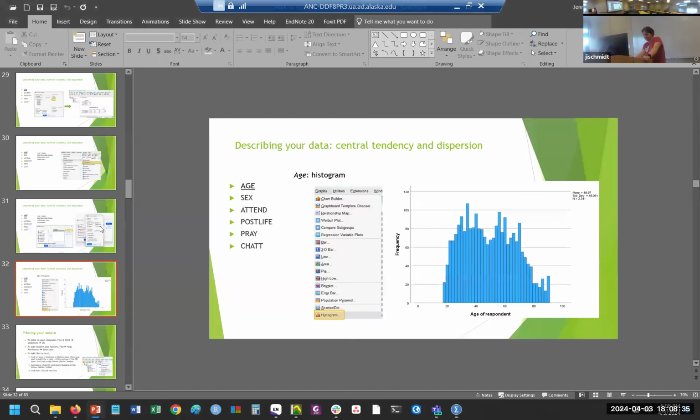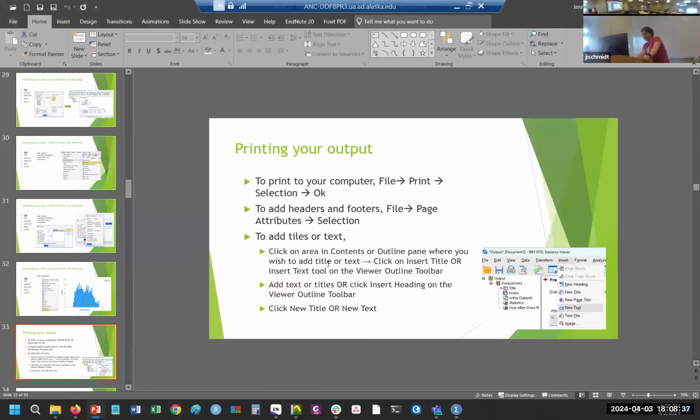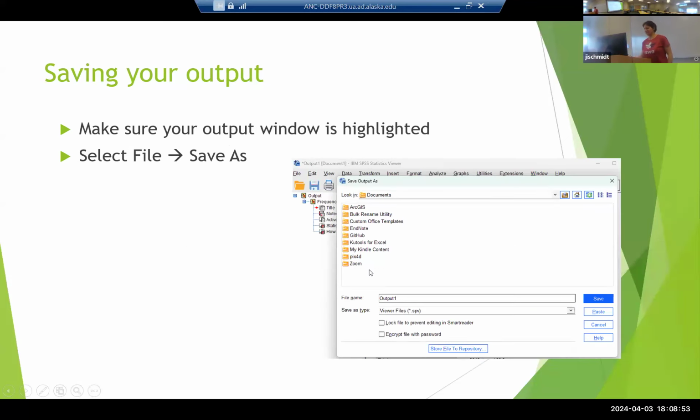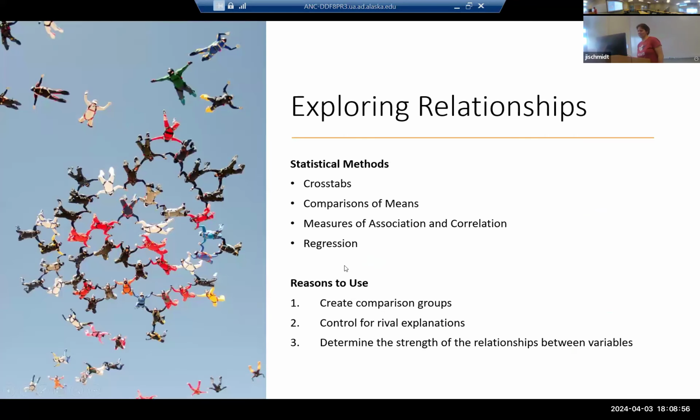All right. So we have the histogram there. And I have some instructions as far as if you wanted to save your code, how you would go about saving your code, adding information, like if you want a better title for your graphs and stuff like that. I'm not gonna go over the fine details of exporting and doing that.